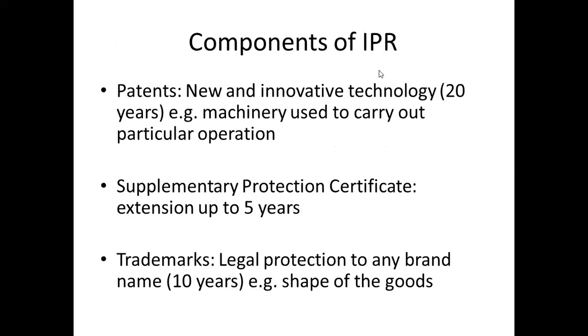Now, let us understand what are the components of IPR. The first component is patent. This patent is generally for 20 years. Suppose there is a machinery which is used for a particular operation, particular activity. So that kind of machinery patent can be taken for 20 years. So in the next 20 years, without your permission, no one can use that design. After 20 years, then it will be open.